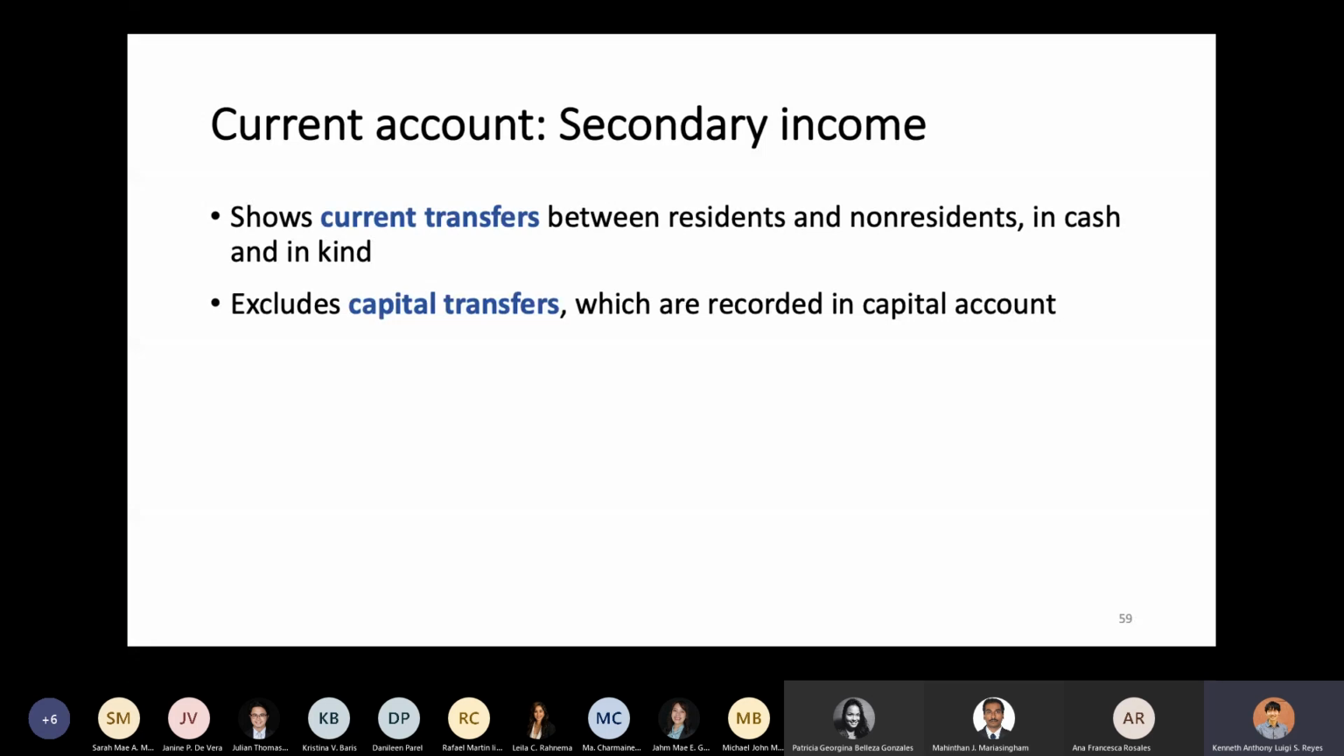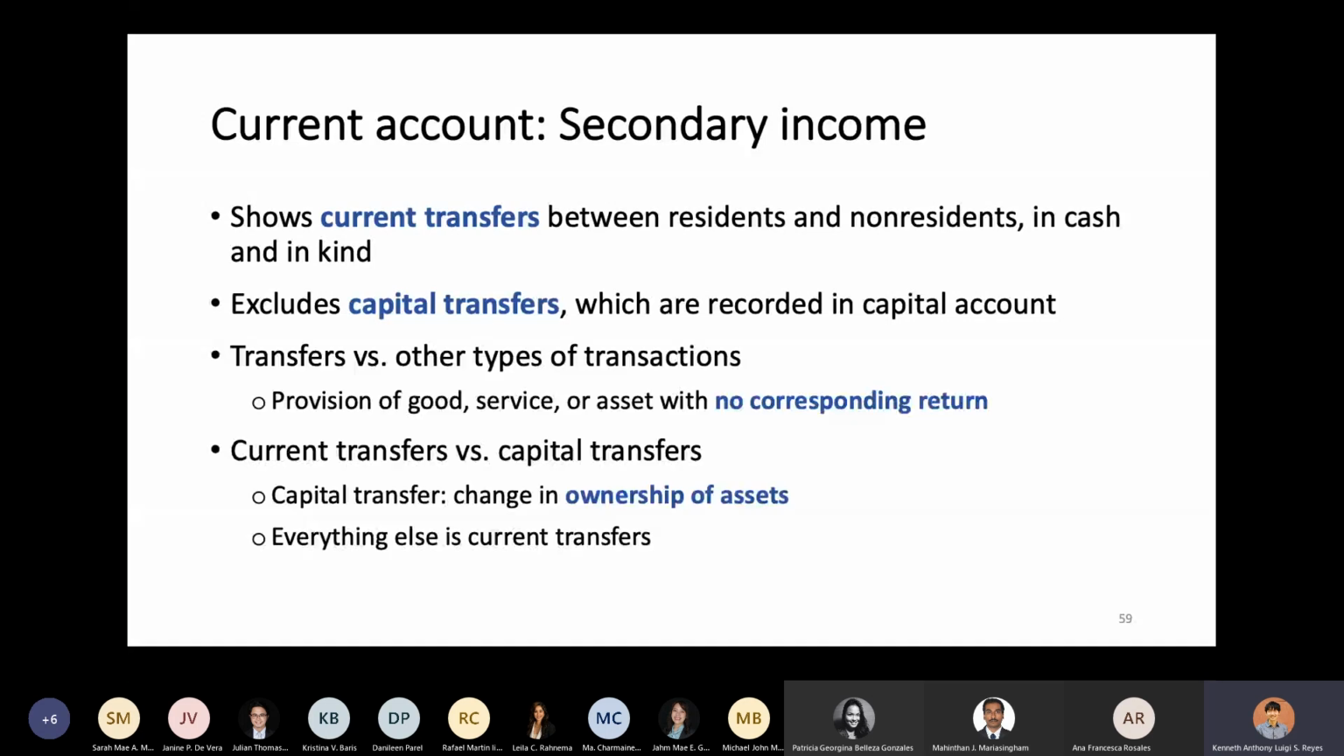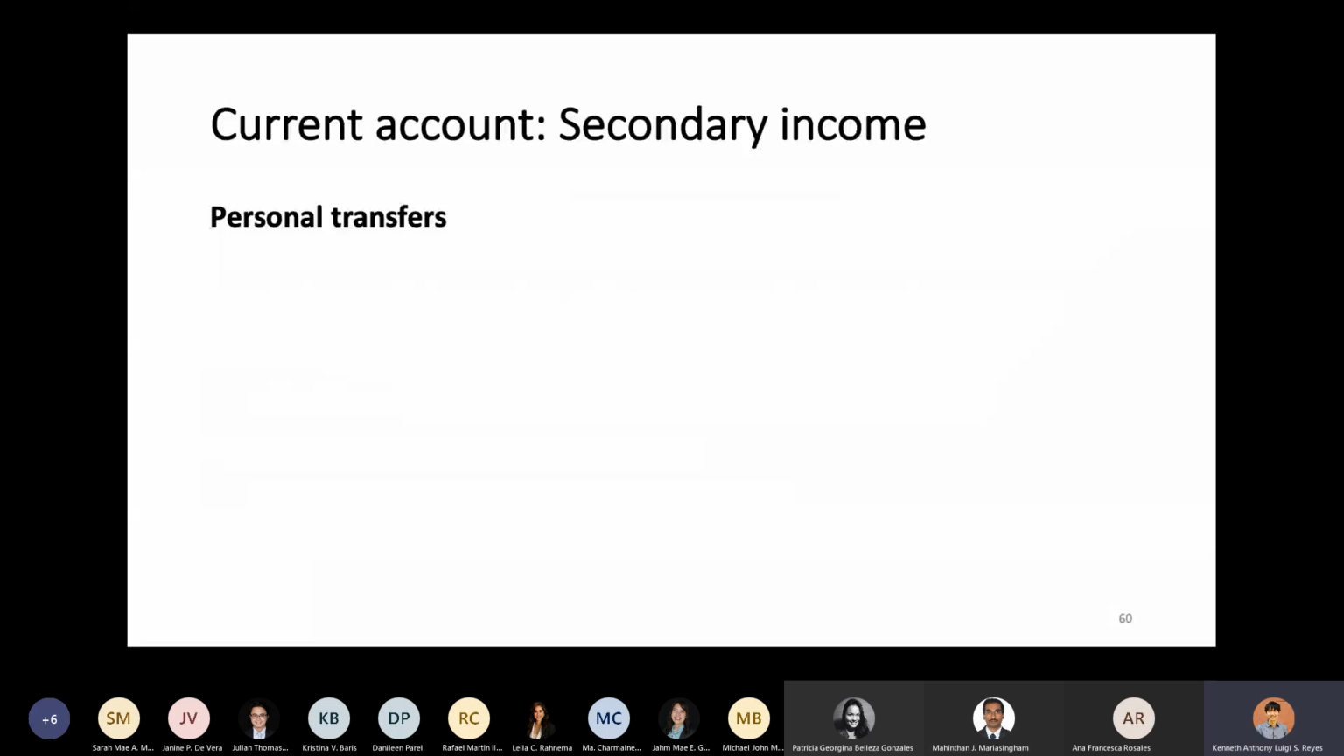Another distinction we have to make is between a current transfer and a capital transfer. A capital transfer refers to changes in the ownership of assets, whereas everything else will be a current transfer. So if we just give money from a resident to a non-resident, then that's a current transfer. But when you actually give assets or ownership of the asset, then that counts under capital transfer, which will not be in this secondary income account. The types of transfers that we can do are the following.